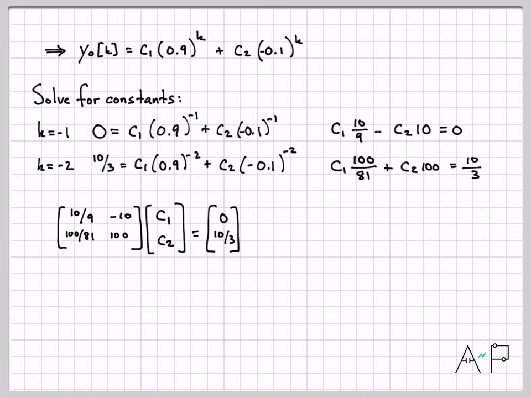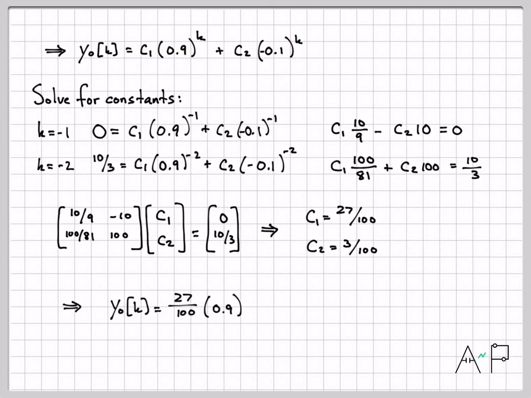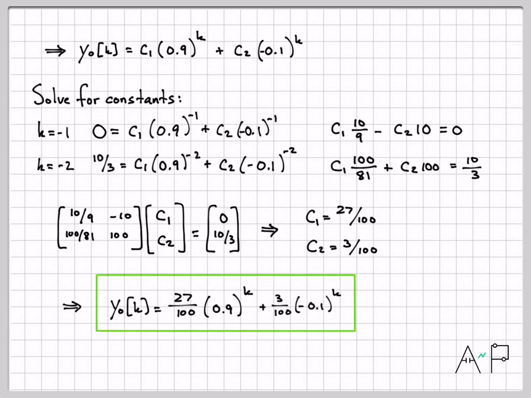And then if you have a calculator, you can plug in a system of equations, or if you have MATLAB, that's how I usually solve things like this. If we go ahead and do that, we figure out that C1 is equal to 27 over 100, and C2 is equal to 3 over 100. So now that we know those constants, we now know the zero input response. We just go back to our equation up here and replace those constants now that they've been solved for. And my final answer is this for the zero input response.